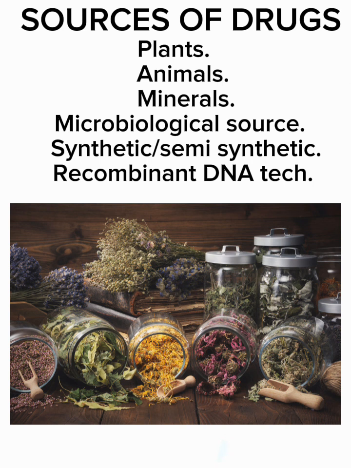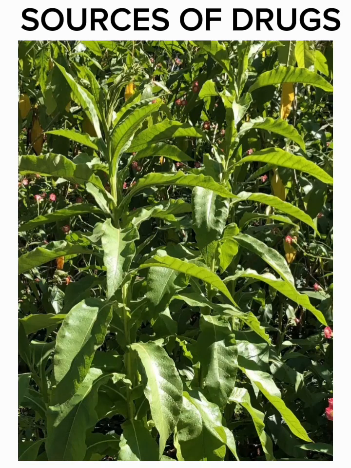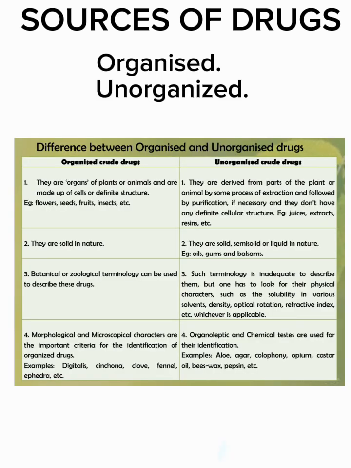And so let's expand on them. Let's talk about plant sources. When you talk about plant sources, we classify them according to the part of the plant. When you're describing the sources of drugs, depending on which part of the plant you get the drug from, or depending on what the crude drug is, you can have 2 categories. You can have organized drugs and unorganized drugs.